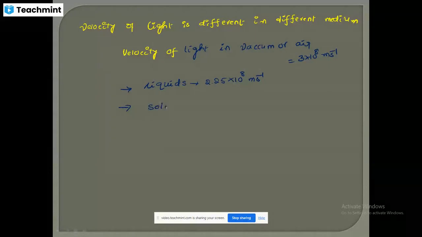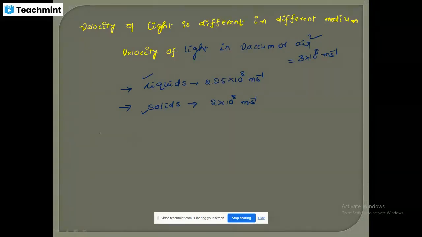If you observe in solids, the velocity of light is 2 × 10^8 meters per second. If you compare, the velocity of light in air medium is more compared to the velocity of light in liquids and solids. That's why light bends whenever it travels from one medium to another medium.